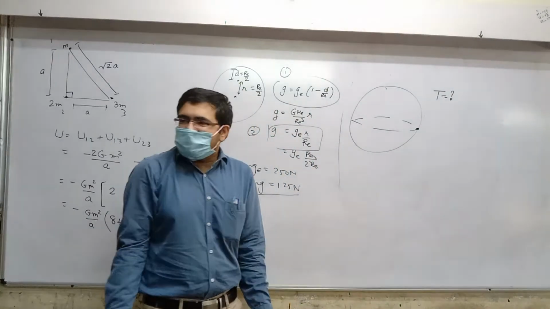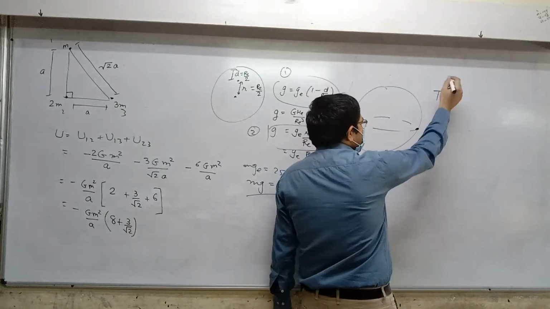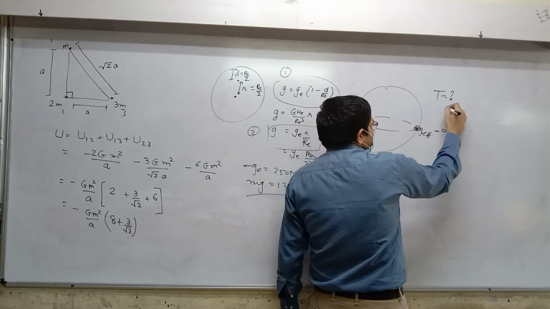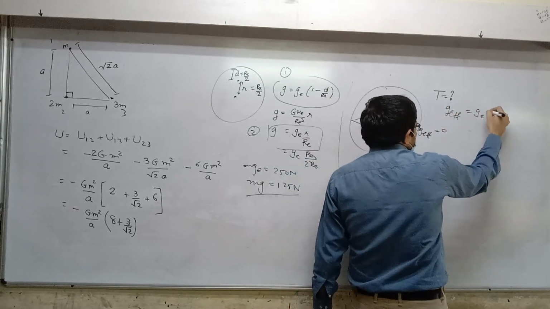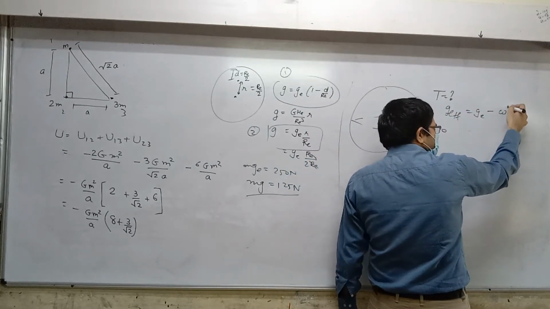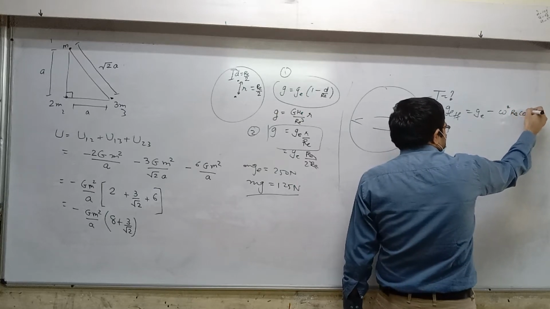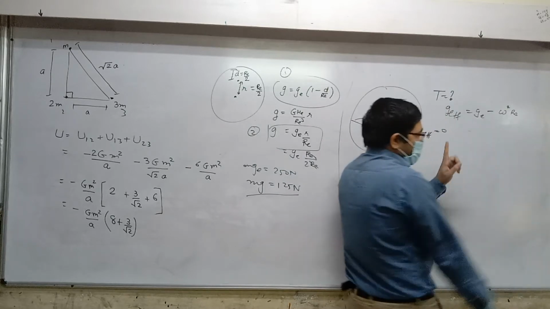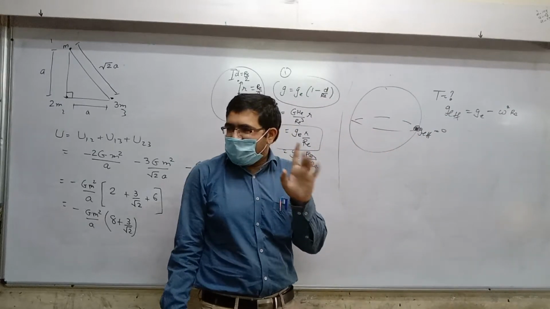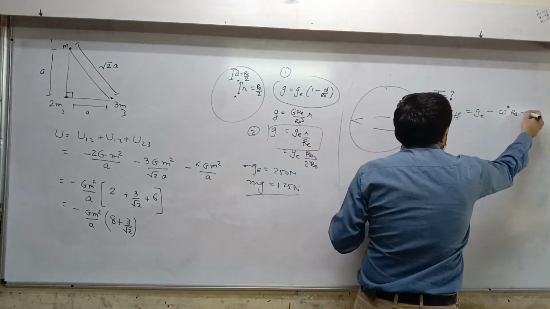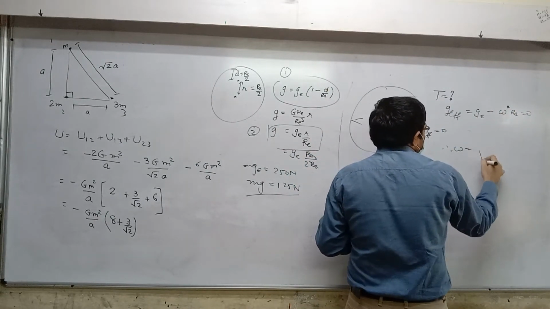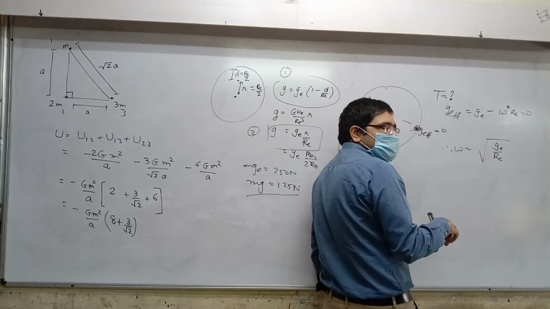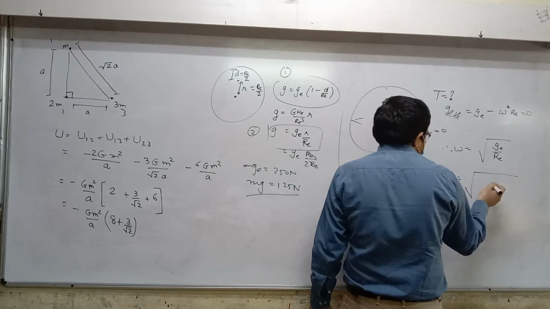Okay, what should be the value of time period of Earth for g effective to become 0 on the equator? So g effective equals g_E minus omega squared R_E cos squared lambda. But for the equator, lambda is 0, so cos lambda is 1. Now if we want this to be 0, we get omega equal to square root of g_E by R_E. Yes or no? Yes.